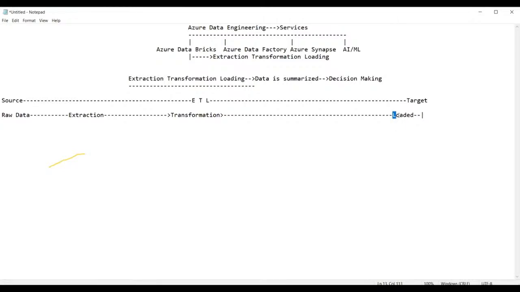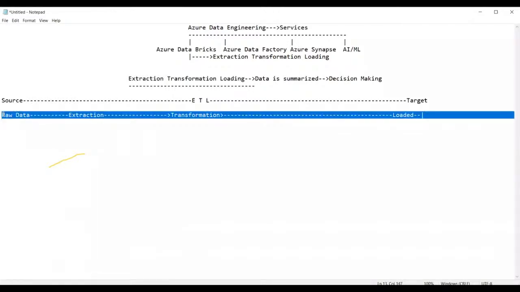Finally, the process of loading is nothing but cooking, and that's nothing but eating the same. So hence, the process is extraction, transformation, and loading. That's it, guys. Nothing else. There is no technicality, and you need not worry about how things will move on. Simply extraction, transformation, and loading is the process.